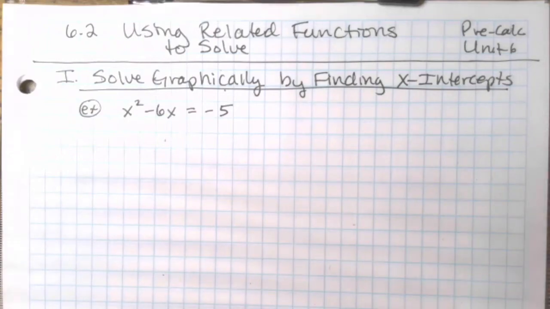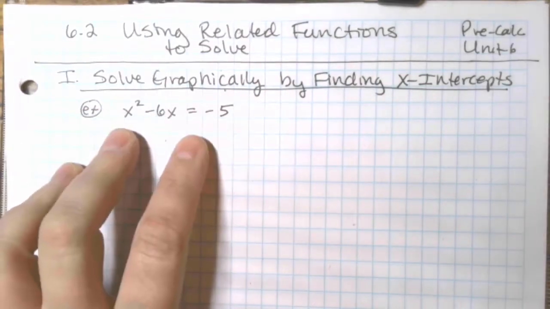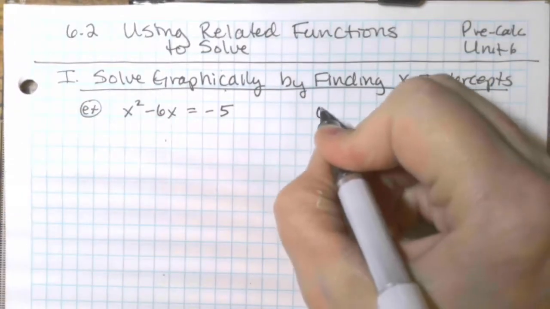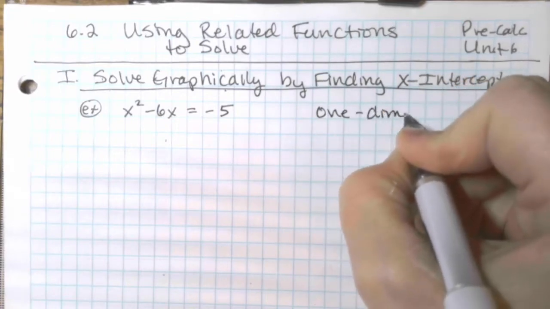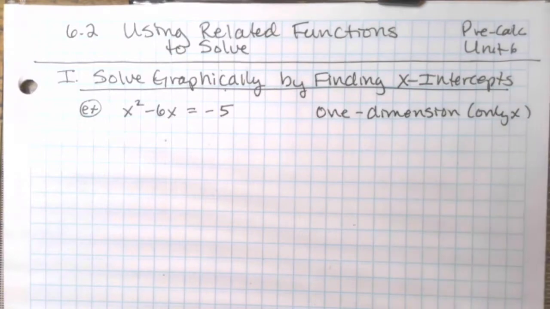Good afternoon. This is section 2 of chapter 6, day 2 that is, and we're going to be using what we call related functions to solve. So, first way we're going to use related functions is we're going to take a quadratic that is in one dimension, which means only x, and we're going to convert it to a two-dimensional equation that has a y in it and use that to solve.